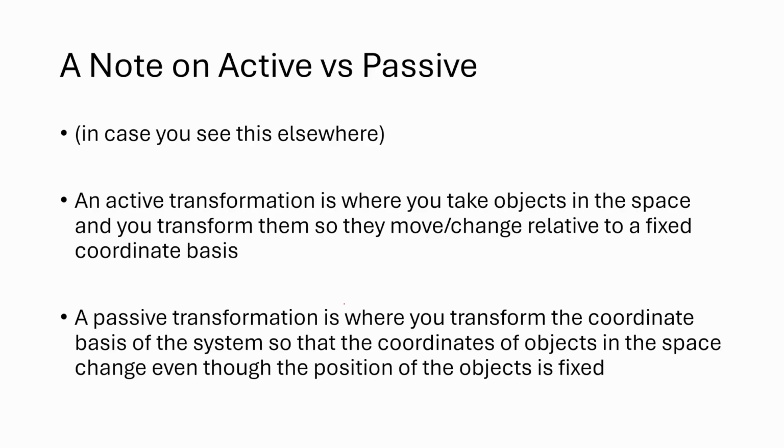But there's a mathematically equivalent way of thinking about these things, which is the idea of transforming the coordinates and leaving the objects in that space alone. This means that the coordinate values of that object in the space change.